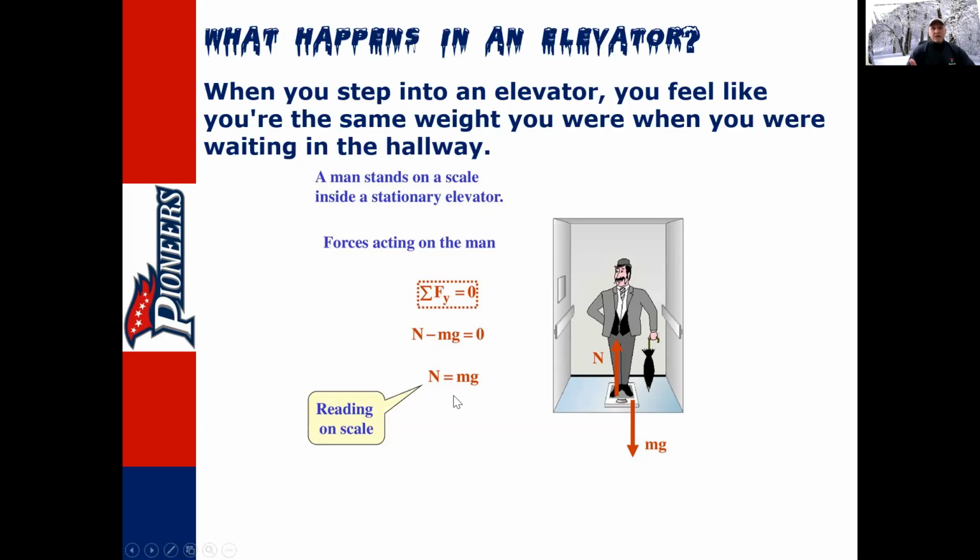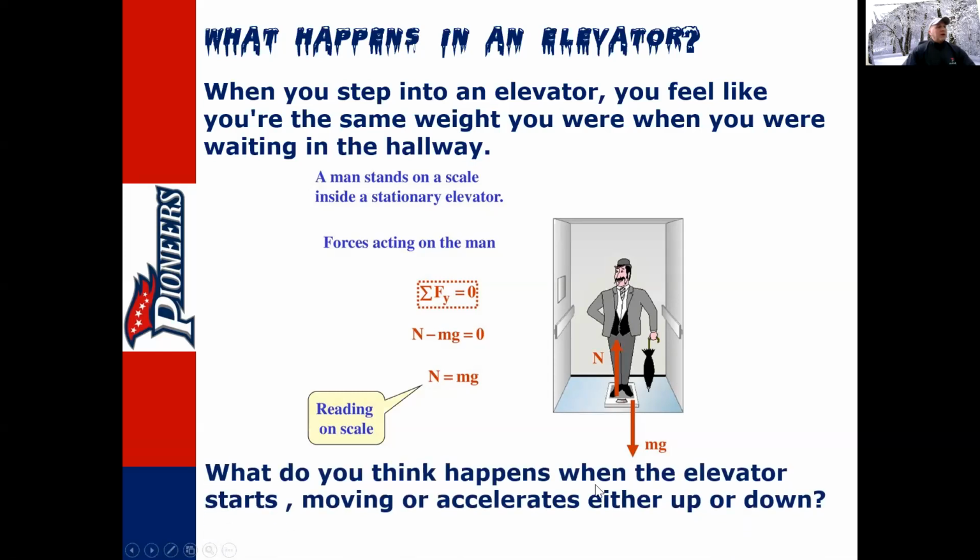And that could mean it's in your bathroom and your bathroom floor is not moving, because that wouldn't be good. Or you're riding on an elevator at a constant velocity, right? And so what do you think happens when the elevator starts moving or accelerates either up or down? Well, if it's accelerating, this doesn't equal 0, it equals ma, which means this value is going to change, right? Based on whatever ma is, because now it's not balanced.